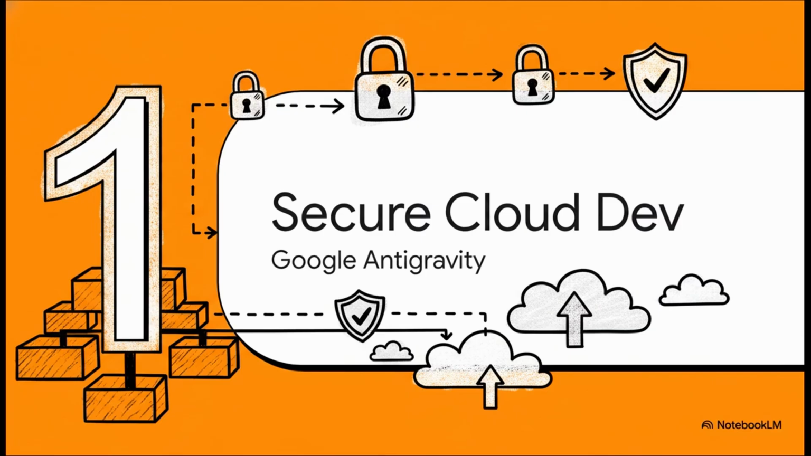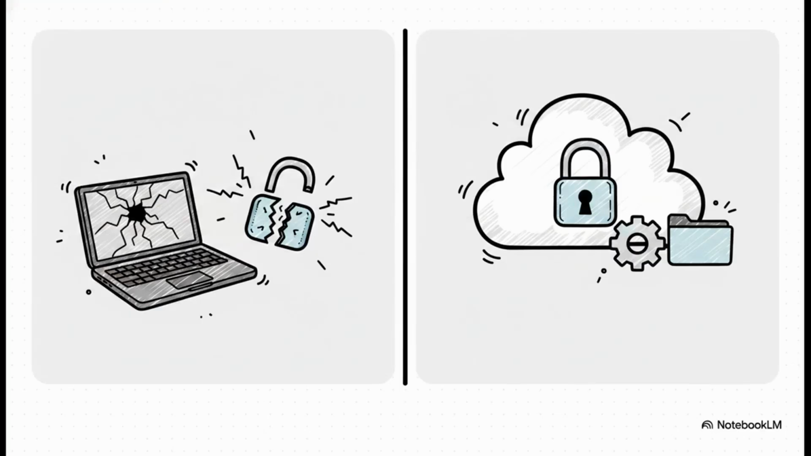Secure Cloud Dev Environment. So, building a local public extension is actually a massive risk. Literally one wrong move and your API keys are out in the wild for anyone to grab. That is exactly why we use Google Anti-Gravity and Cloud Workstations.